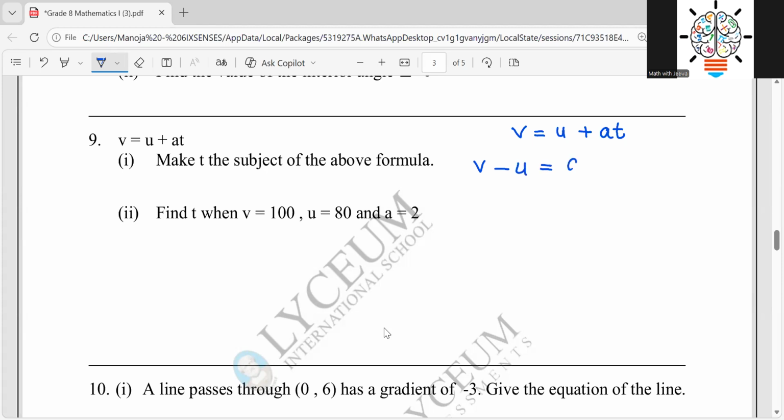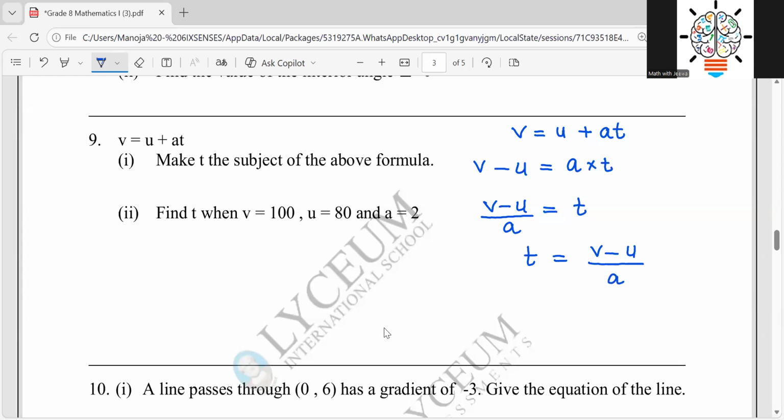Now it is equal to A times T. AT means A times T. Now if you want to keep T alone, you can send that multiplication A to the other side. Then you write V minus U, the whole thing you divide by A. Then you can conclude your answer. T is equal to V minus U, the whole thing divided by A.